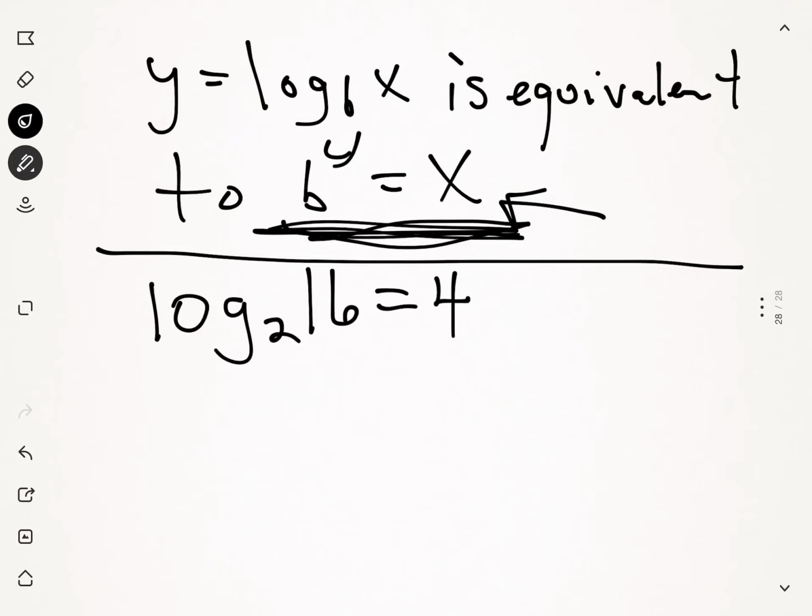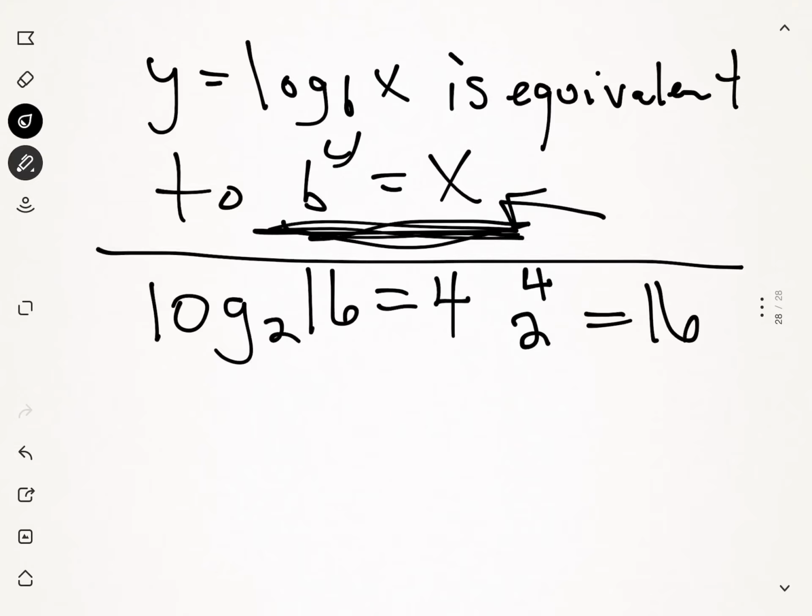So notice in the log y equals log base b of x, the base now in the new form is b to the y equals x. So let's identify b in this case. So in this particular problem, b is 2. So we're going to write 2 to the 4th, so 2 to this power equals 16. And it's true because you could see that 2 times itself 4 times will give you 16.